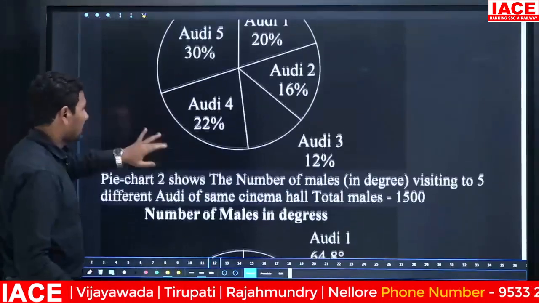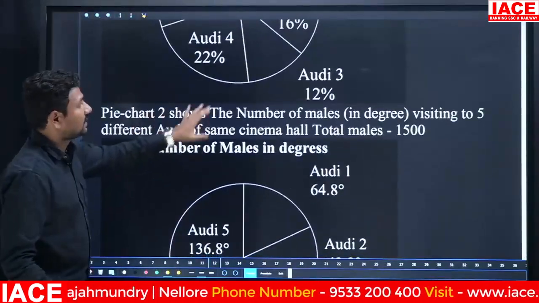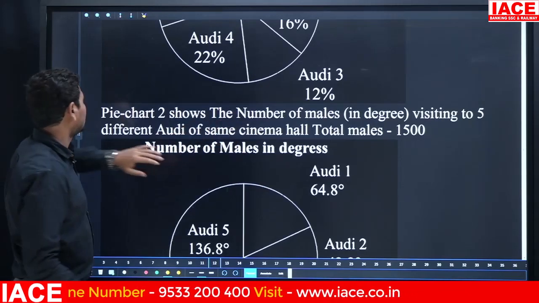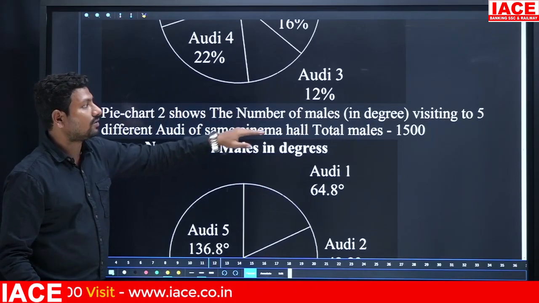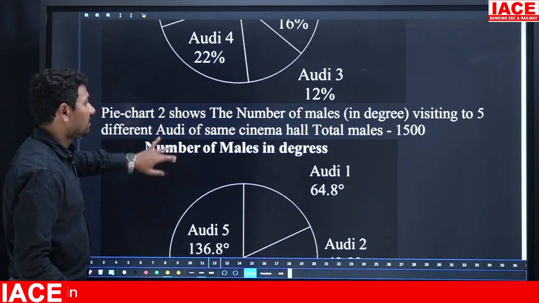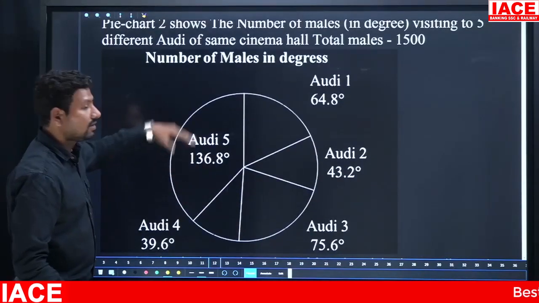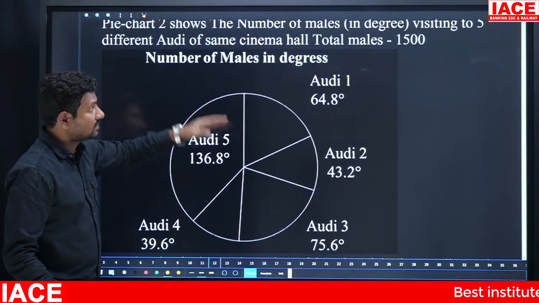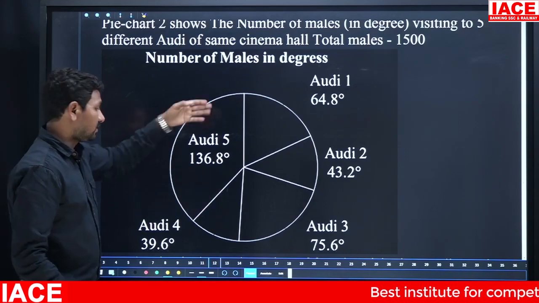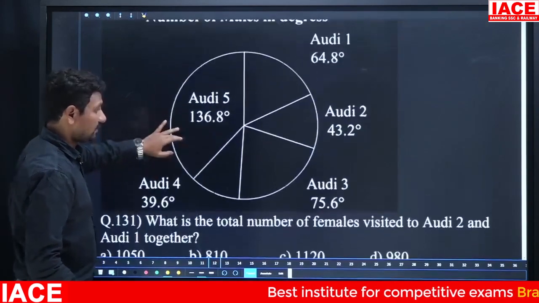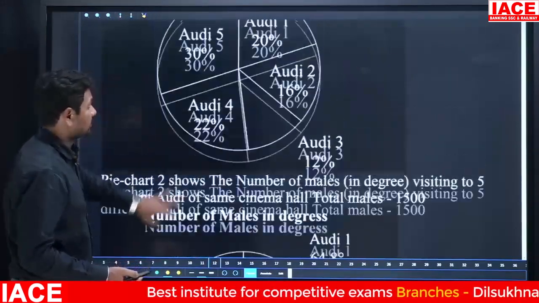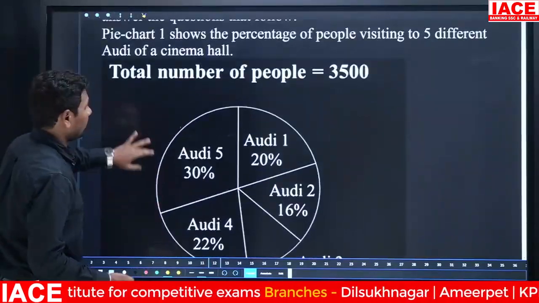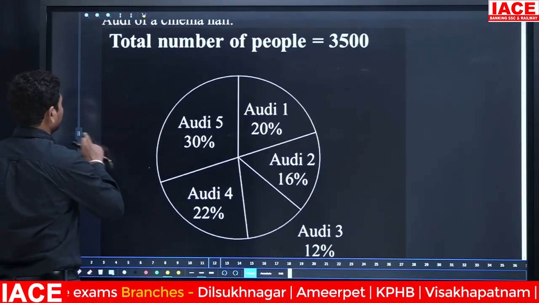After that they mention another pie chart. Pie chart 2 shows the number of males, in degrees, visiting the 5 different days of the same cinema hall. Total males is 1500, and this 1500 we have to distribute here. From the total, the 1500 males will be removed and you will get the females value. The females value we have to focus on. After that, let's come to the questions. First of all, we have to make the table for this.